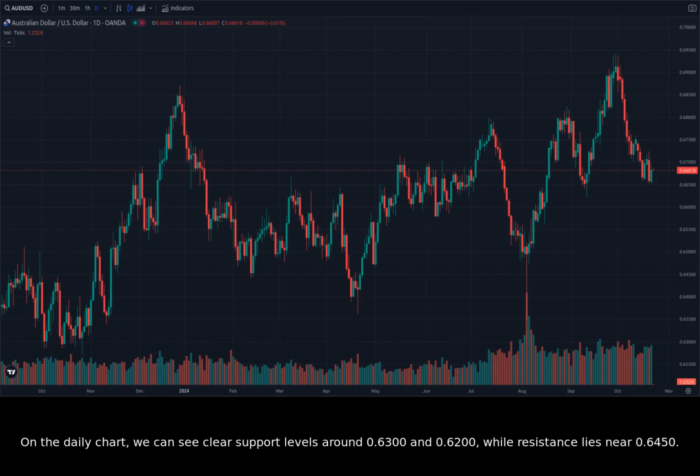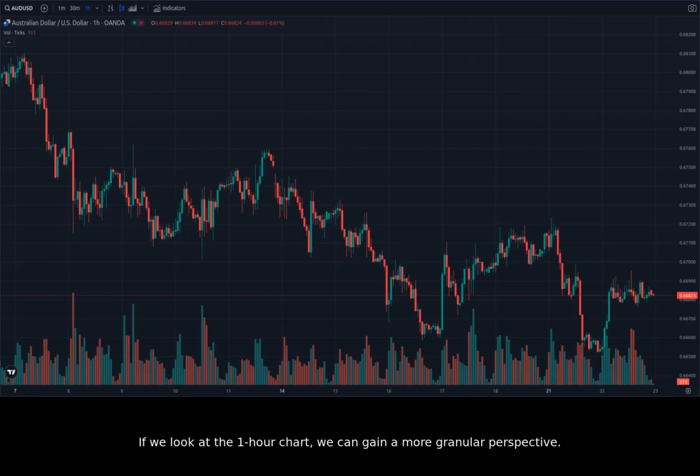On the daily chart, we can see clear support levels around 0.6300 and 0.6200, while resistance lies near 0.6450. If we look at the 1-hour chart, we can gain a more granular perspective. Zooming in on the past 48 hours, we see some interesting price action.